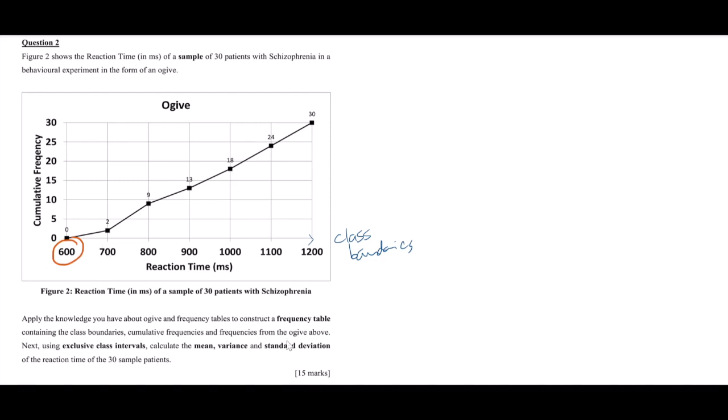Okay, so our task is to construct a frequency table containing the class boundaries. That would be quite easy because the x-axis always contains the upper boundary. So I would start with the upper boundary. So we have 600 here, 700, 800, right? So these are the upper boundaries.